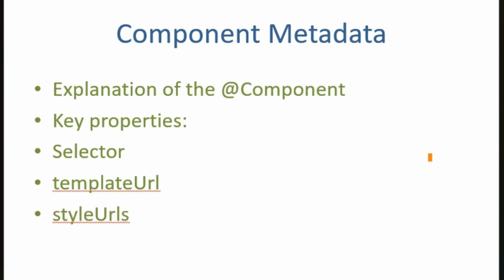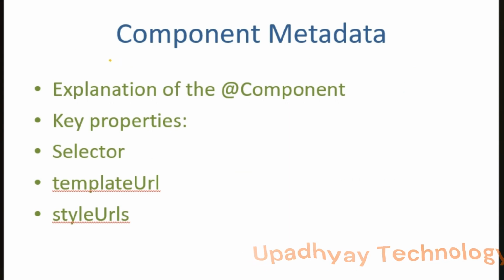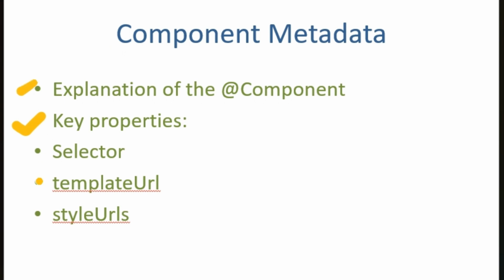Component metadata. Now, let's talk about component metadata. Angular uses a special decorator called @Component to define a component. Key properties include the selector, which is the HTML tag used to embed the component, the template URL, which points to the HTML file, and the style URLs, which indicates the path to the CSS files. These properties tell Angular how to render the component in the application.